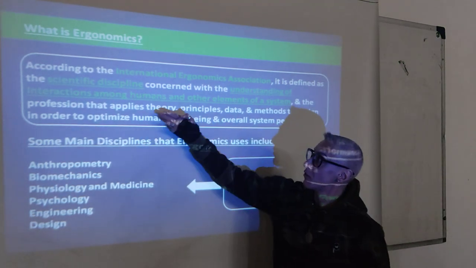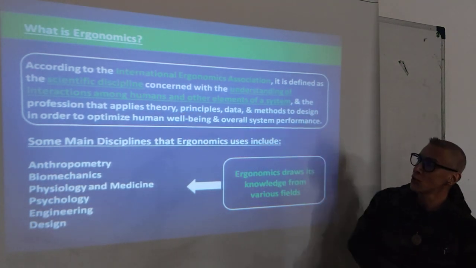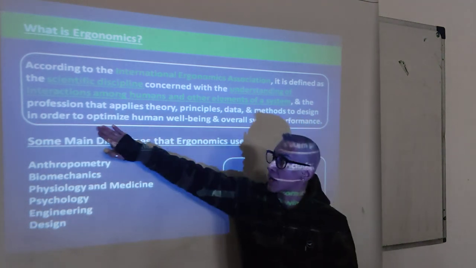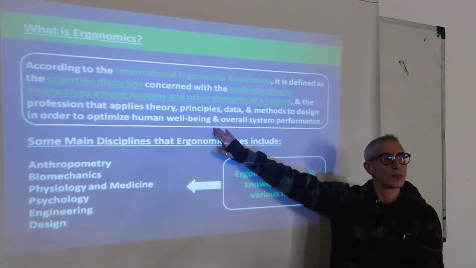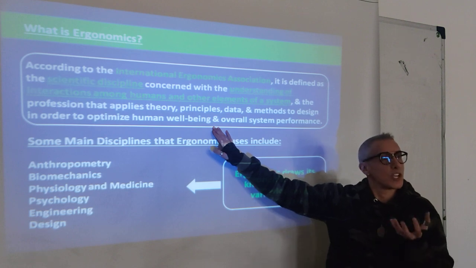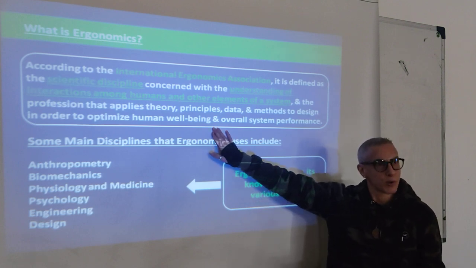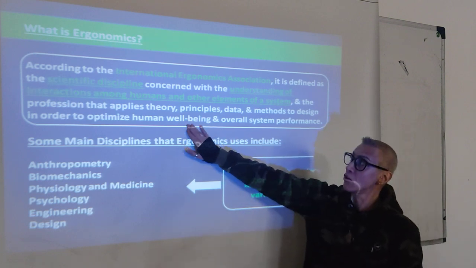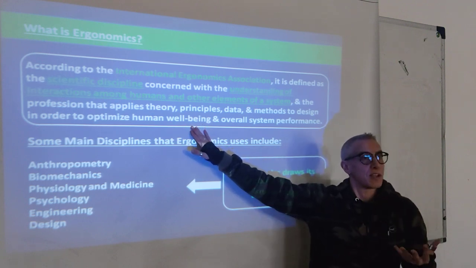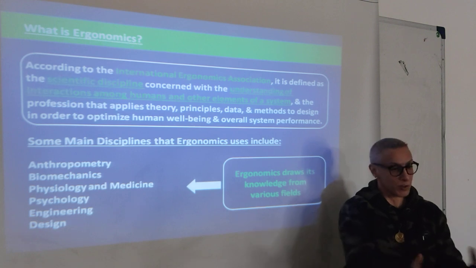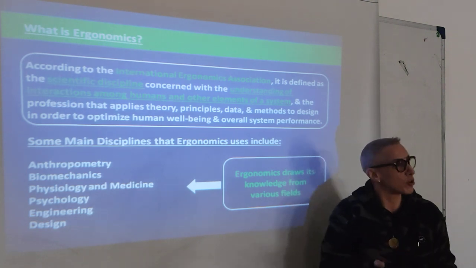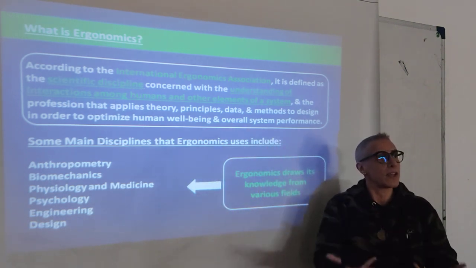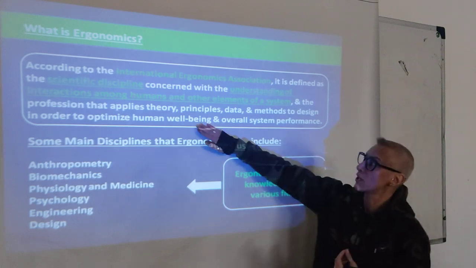And the profession that applies theory, principles, data, methods to design in order to optimize human well-being. This means optimize, meaning make it as best as possible, the human well-being, how the human feels while using a certain product. This is the main goal in the end. But how do you make a human feel well, to be happy? Well, if the human is safe, for example, while using a certain product, if it's comfortable, if it's efficient, if it's easy to understand. This will make the human, in the end, happy to use this product and cause a well-being.